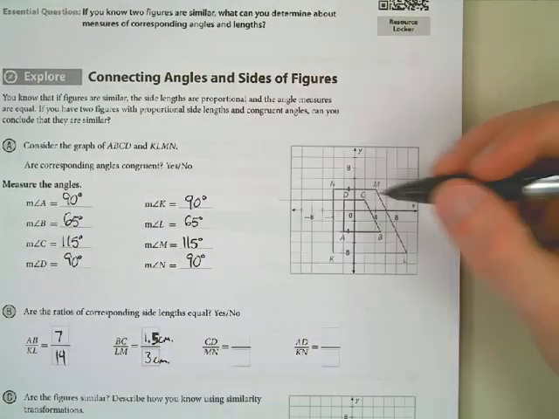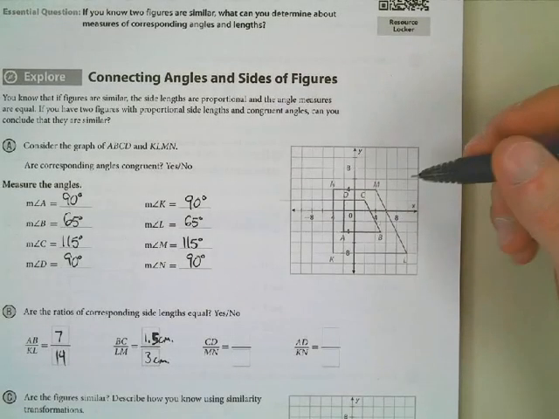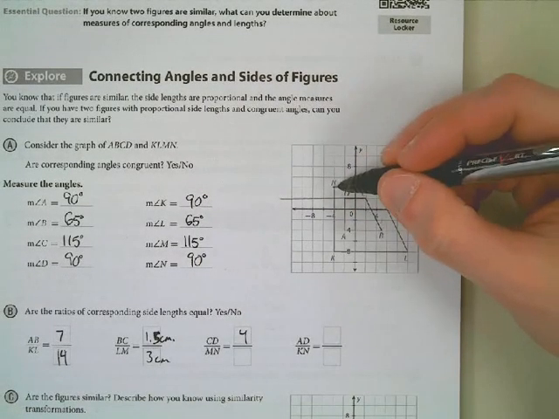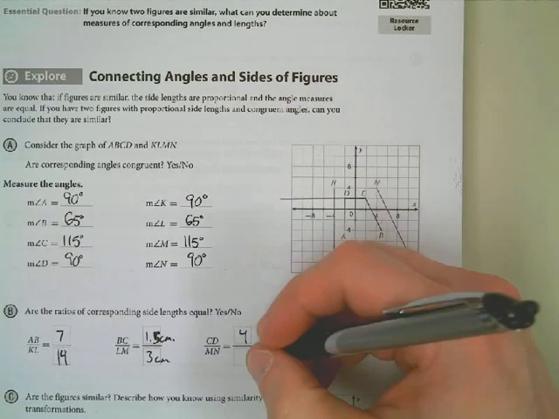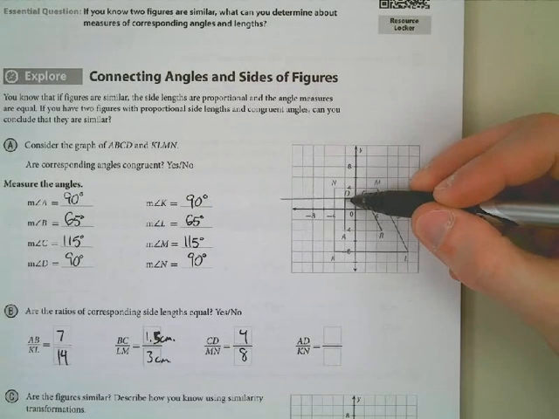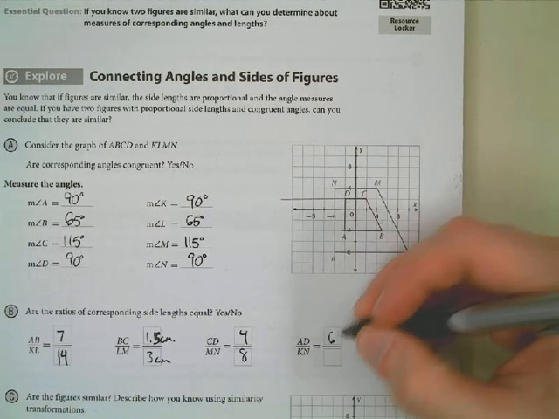4. And MN is 2, 4, 6, 8. And finally, AD and KN. AD's length is 2, 4, 6. And then KN is 2, 4, 6, 8, 10, 12.